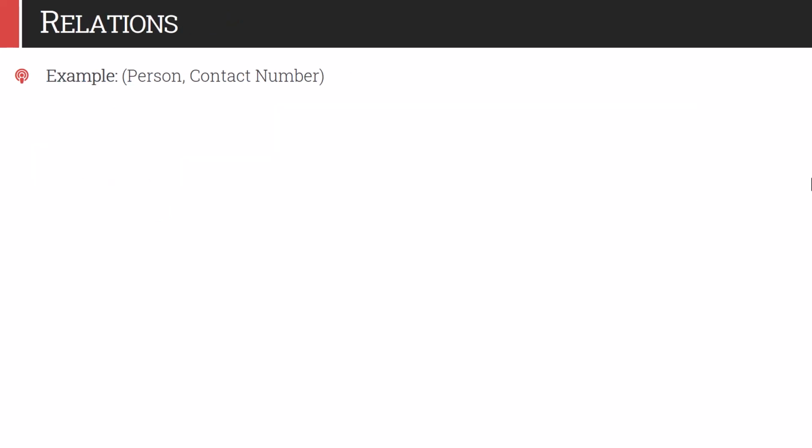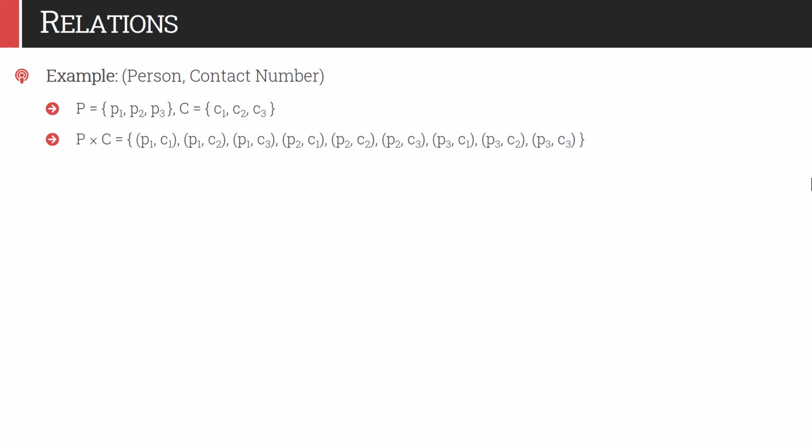Consider the example of person and contact number. Let's say capital P represents 3 persons, P1, P2, P3, and capital C represents their corresponding contact numbers C1, C2, C3. So person P1 has contact number C1, P2 has contact number C2, and P3 has contact number C3. The Cartesian product of these two sets would be of cardinality 9. That means there would be 9 elements because the cardinality of P is 3 and of C is 3, so 3 times 3 is 9 elements.